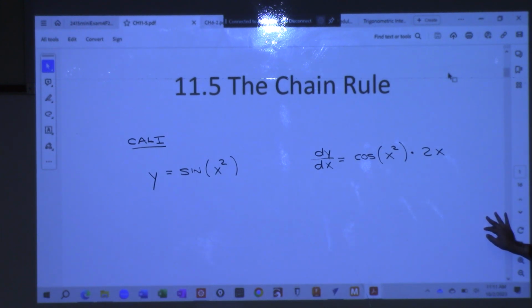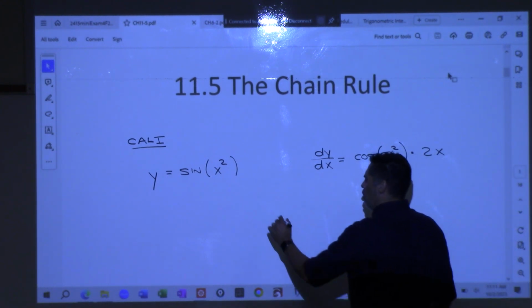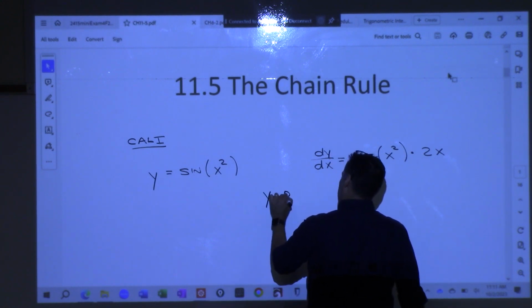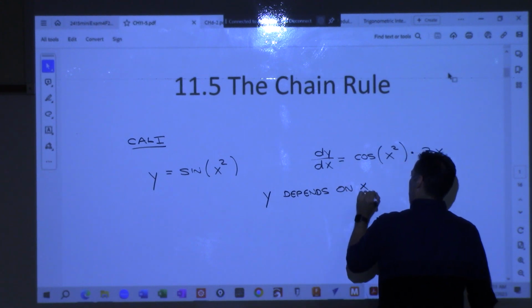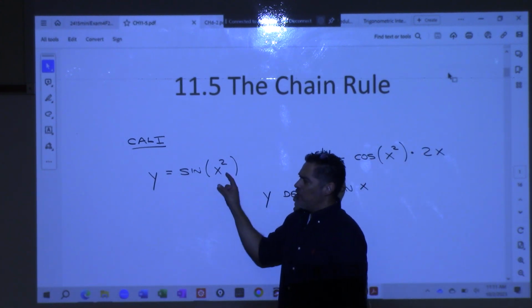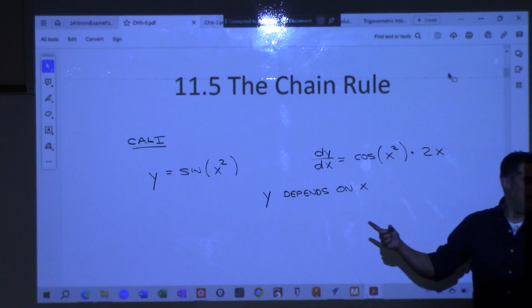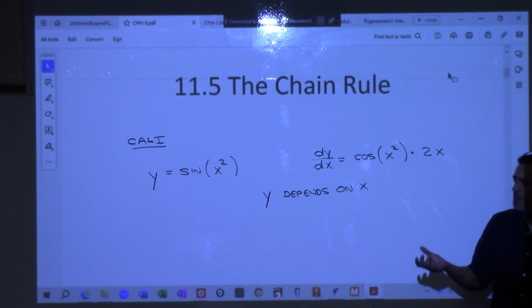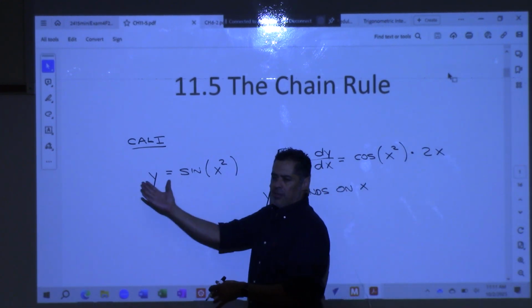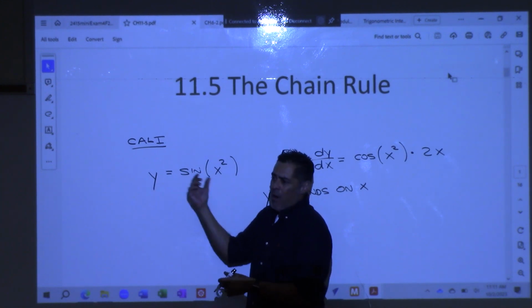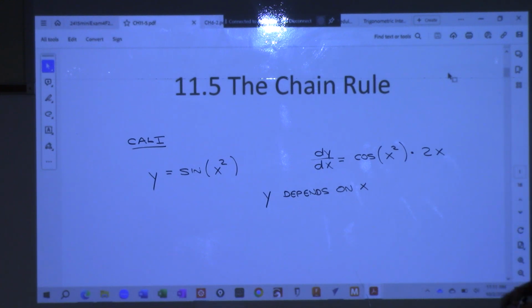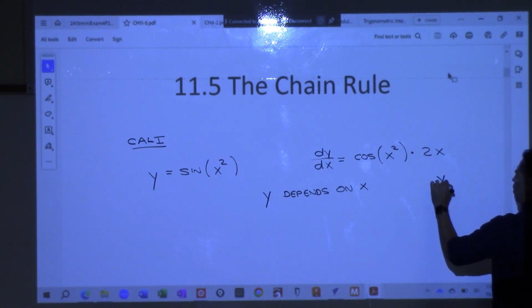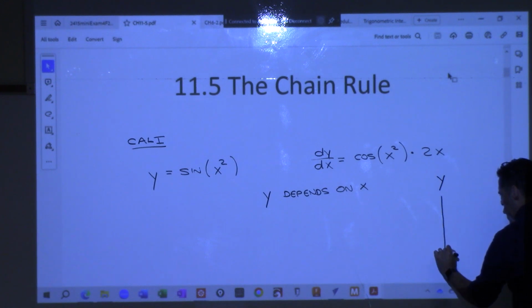What I want you to see here with this chain rule is that the y depends on x, right? We say y is a function of x. In order to know what y is, all I need to know is what x is. If somebody gave me a value of x, I could then tell you what y is. So y completely depends on the value of x. X is the input, y is the output. So drawing this, we could draw it like this, y, and then below it, x.